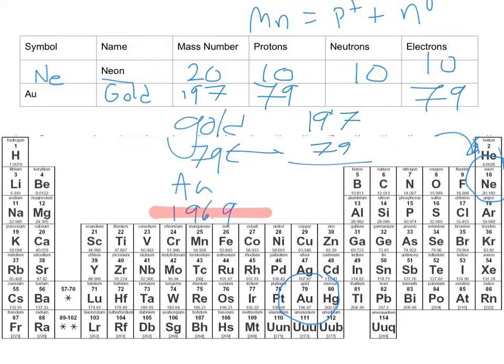Okay, 7 minus 9, I can't do that. I have to borrow here. 17 minus 9, that's 8. 8 minus 7, that's 1. So I get 118.